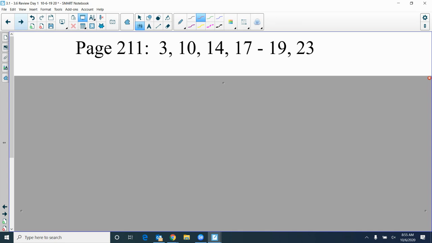Okay, number 3. Chapter 3. Now the first one says solve and graph. The next one just says solve. If it just says solve, you do not need to graph it. Okay?